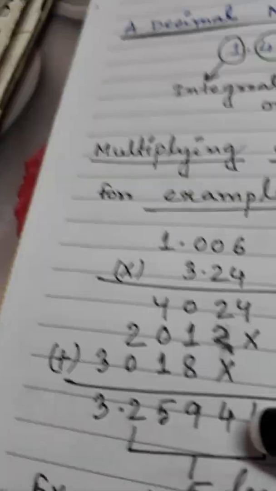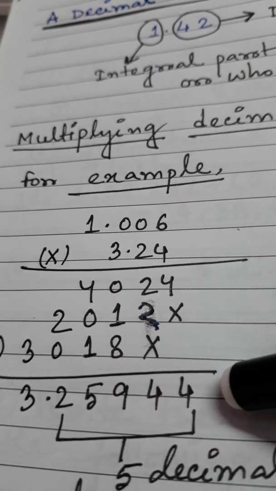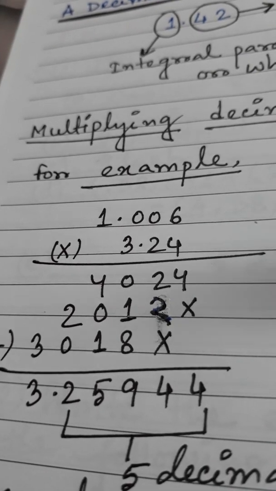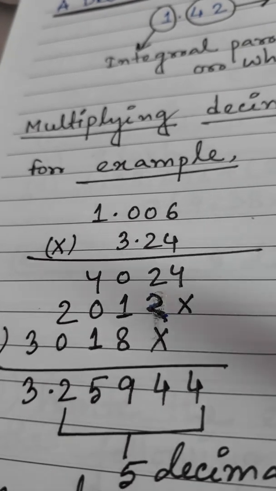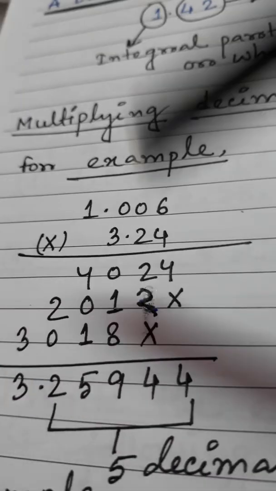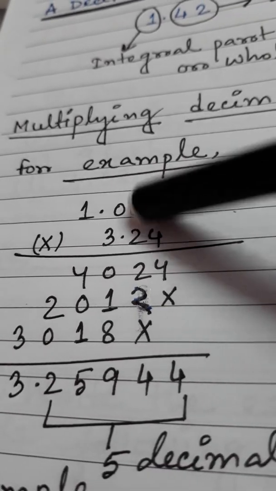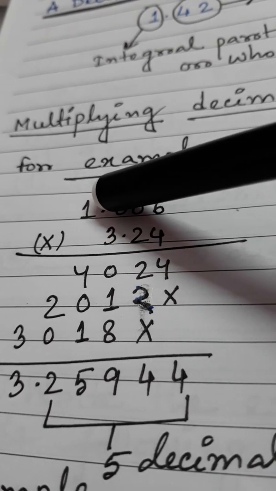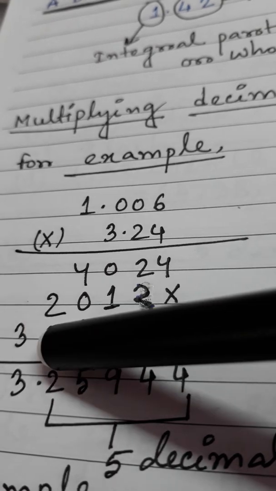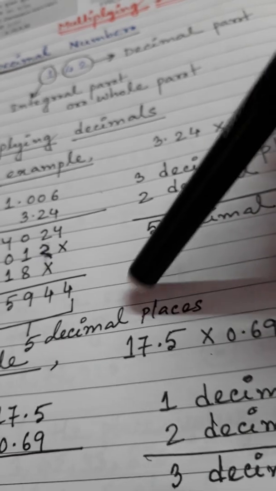Now after getting the result, you start from the extreme right and count 5 digits: 1, 2, 3, 4, 5. After 5 decimal places you put the decimal point, because the first number has 3 decimal places and the second has 2, so 3 plus 2 is equal to 5.